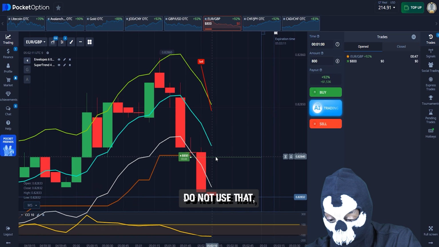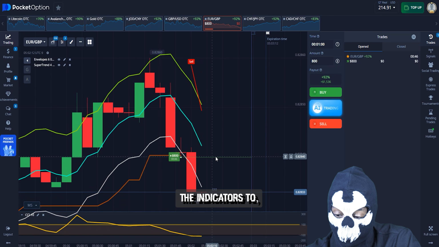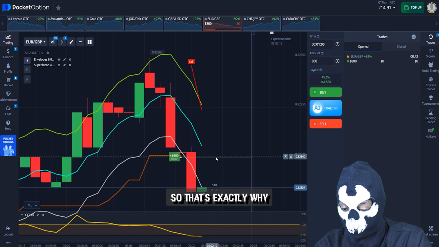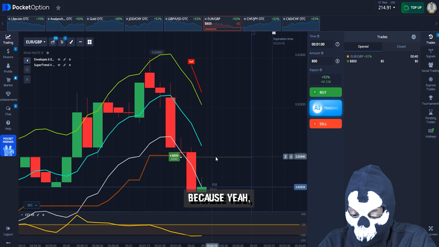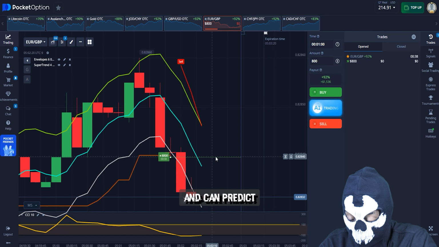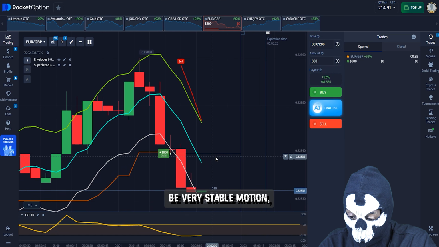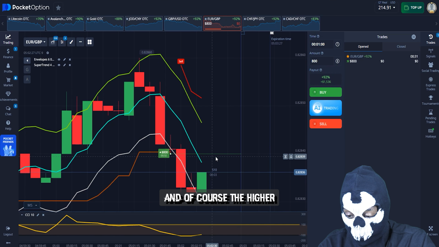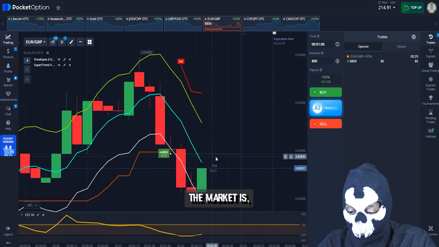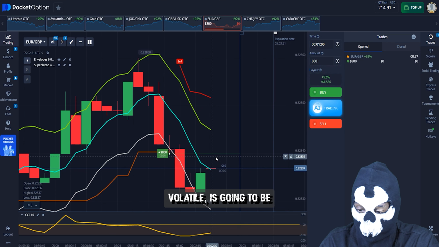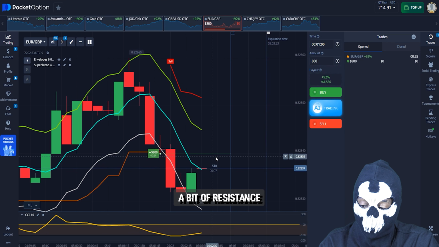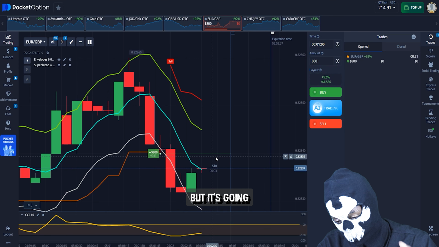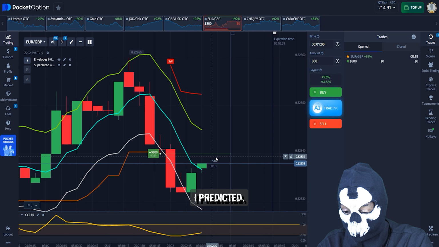Or if you don't want to use that, you can simply use the indicators to obviously show you how things are going to go. So that's exactly why I chose to buy, because I have seen and can predict that there's going to be a bearish type of motion in our market trend. And of course, because the market is volatile, there's going to be a bit of resistance, a bearish pull going down, but it's going to keep going up. And that's what I predicted.